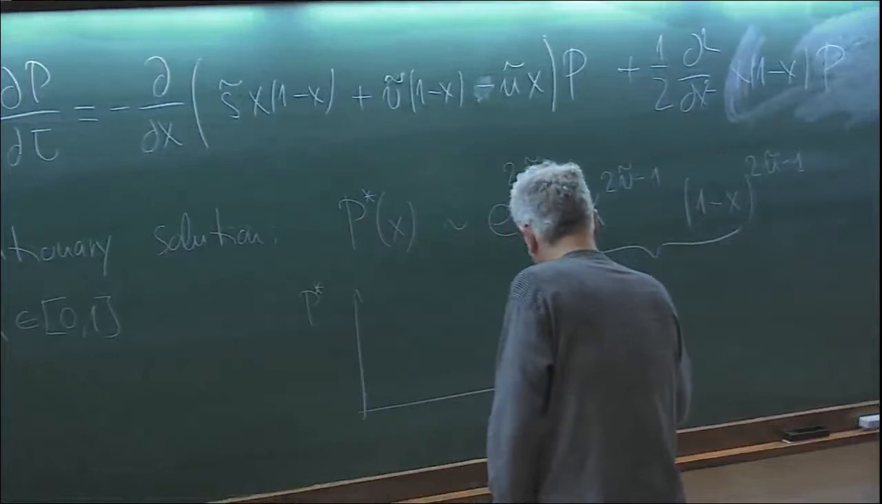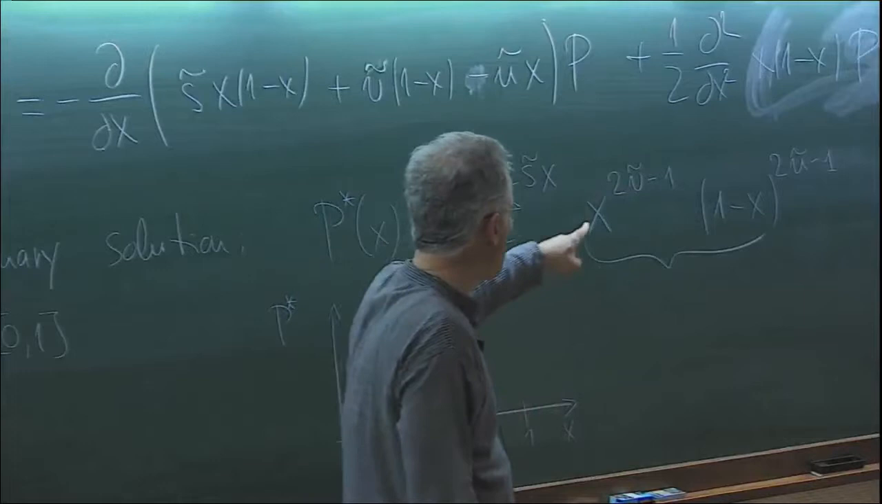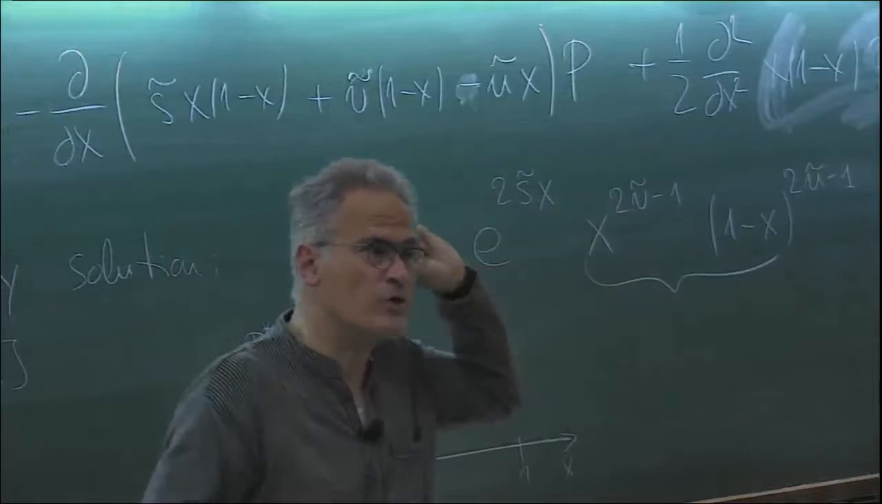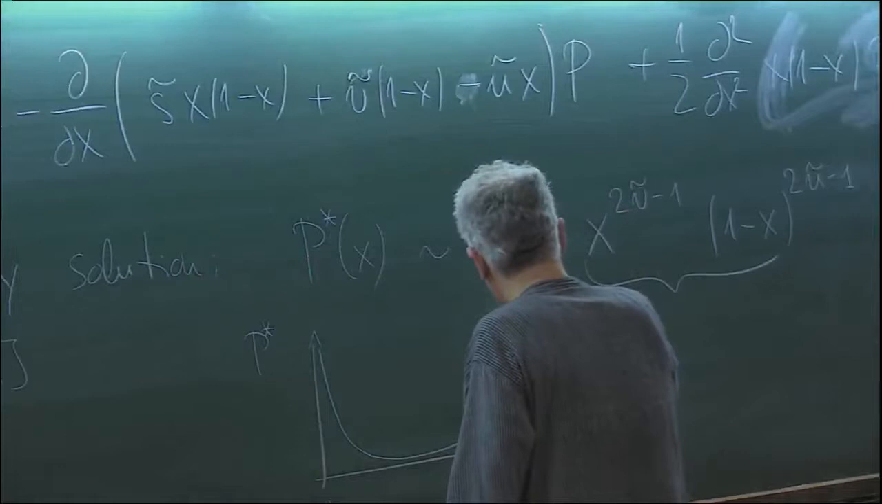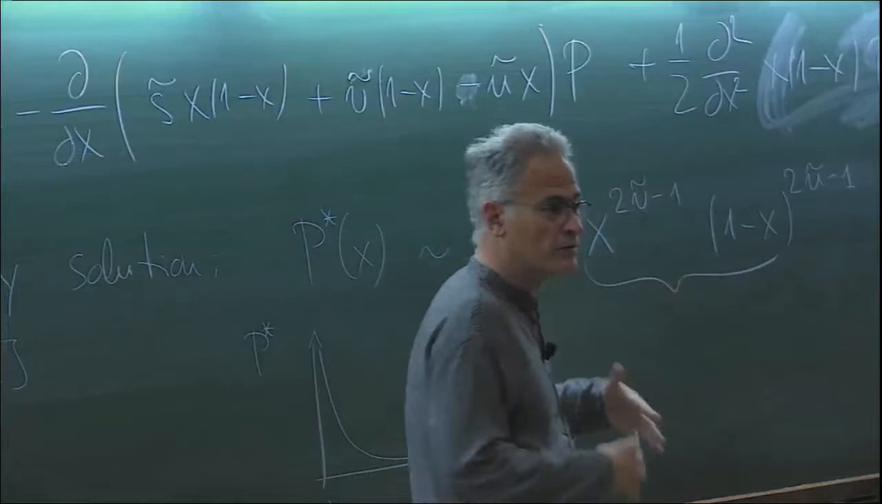So x lives on the interval between 0 and 1. And you see, when this rescaled mutation rate is smaller than 1/2, then the exponents here become negative, which means that the stationary distribution diverges at the boundaries, right? So it will look something like this. It's stationary because the divergence is integrable, right? This exponent is always slightly bigger than minus 1, so you can integrate over it, so it's still normalizable, but it has these peaks, okay?